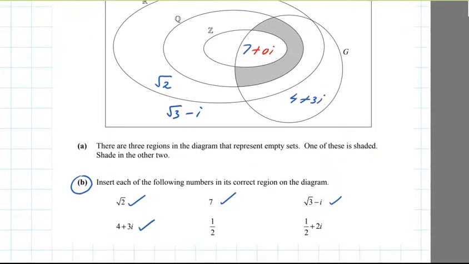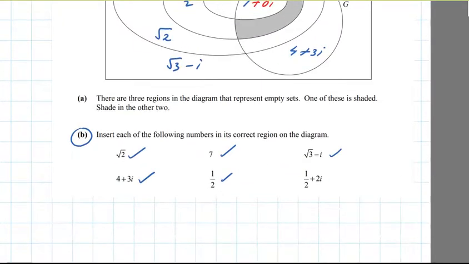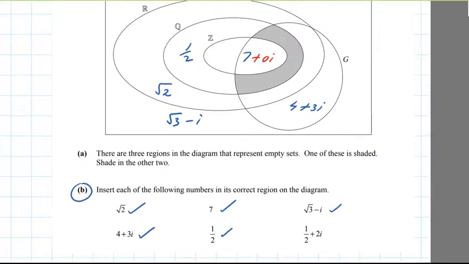A half. Well, a half is not an integer, obviously, so it doesn't go in there, but it does go in here. It's rational. Keyword: rationals are ratios. Now, why doesn't it go in this section over here, for example? Why is it not part of the intersection with G? Well, again, G only allows whole numbers. And finally, a half plus 2i. Well, that would belong out here, because again, the half is not a whole number, so it has to belong out there. And that's them all done.